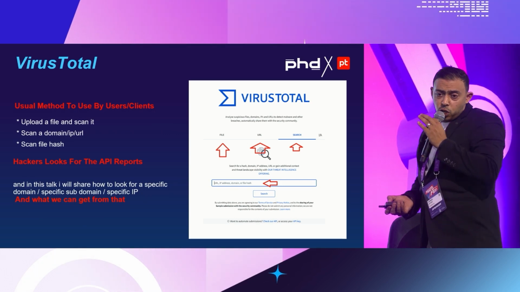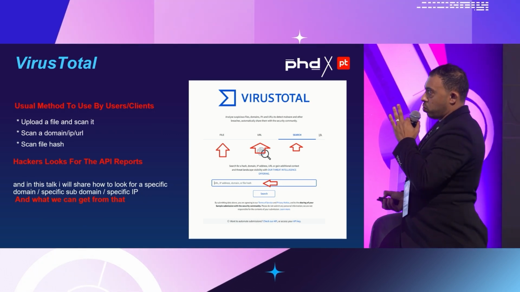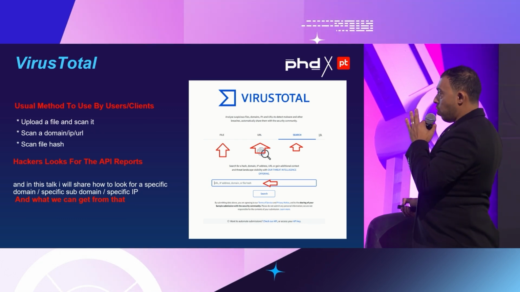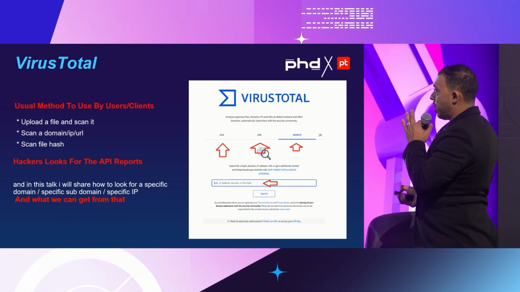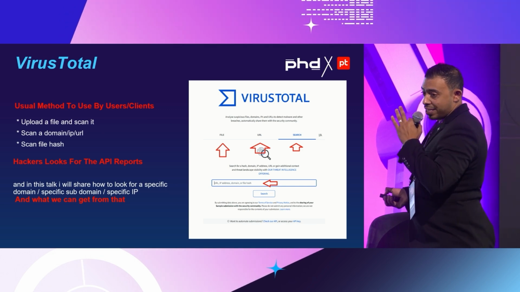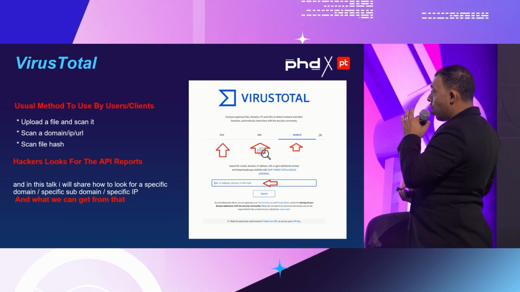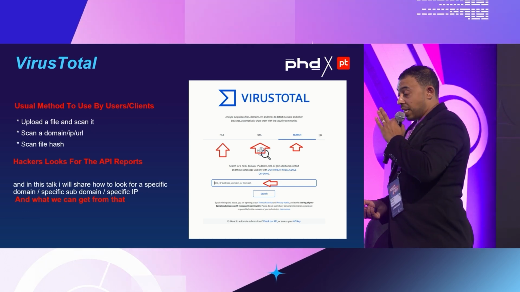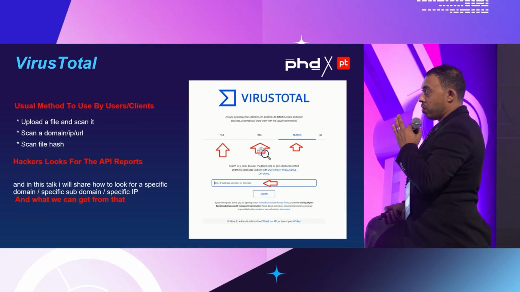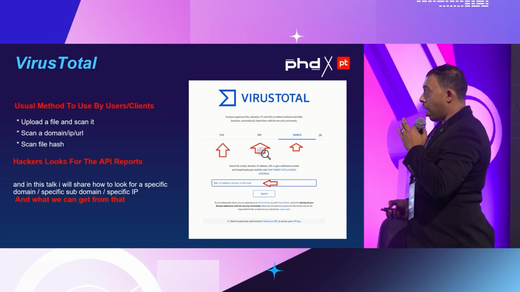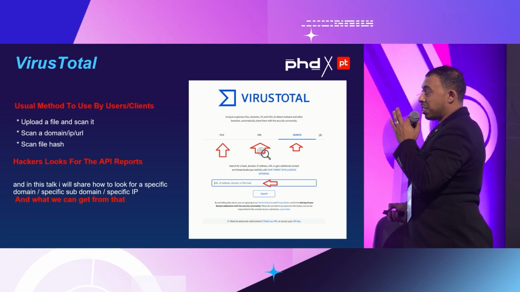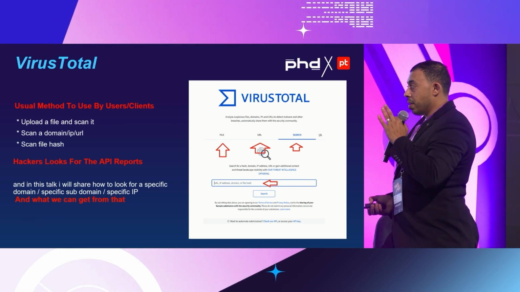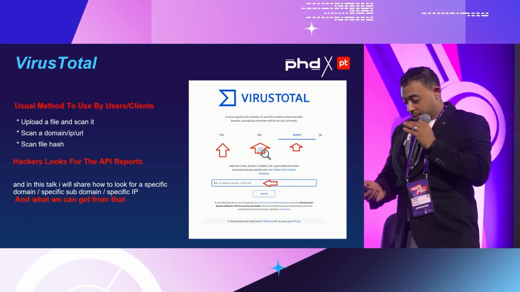So here is the usual method of how people use VirusTotal. They directly search for an IP or domain, or can upload a file such as an exe file or DLL file, or can directly search for a hash. But as a hacker, look for the API report. And in this talk, I will share how to look for a specific domain or a specific subdomain or a specific IP and what we can get from that.